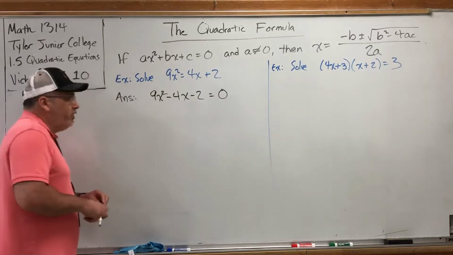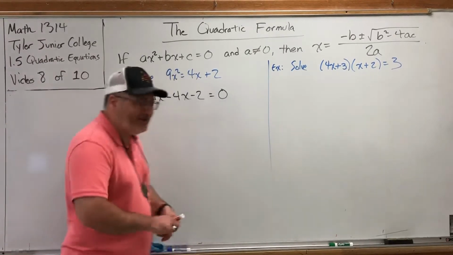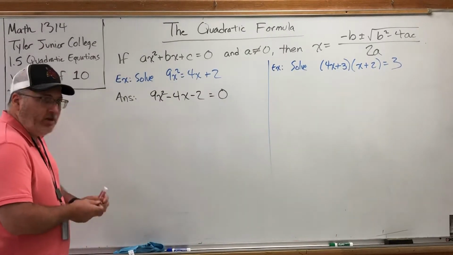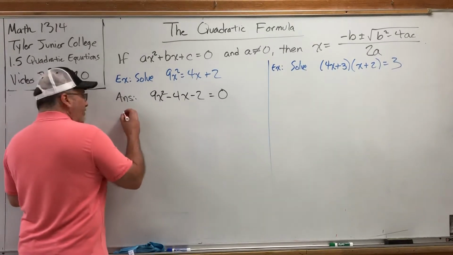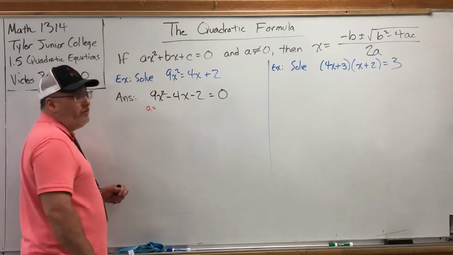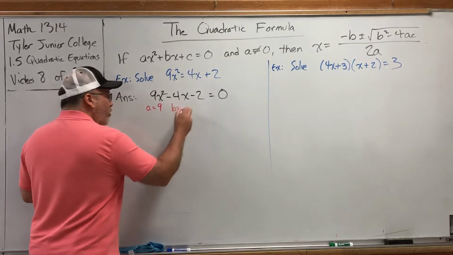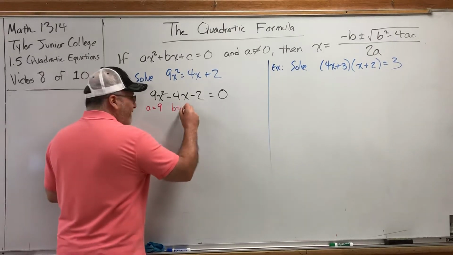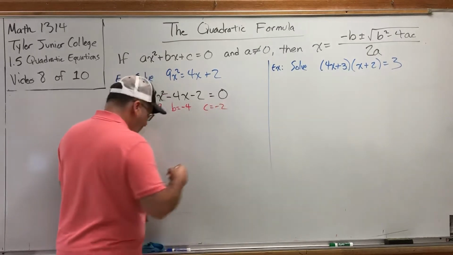All right, so when you're pulling off the quadratic formula, at some level you need to identify a, b, and c. That can be mentally, verbally, or you can actually write it down. For example, in this problem, the a is the coefficient of the x squared. So a is 9. The b is the coefficient of the x, so b is negative 4, and the c is the constant term, which is negative 2.